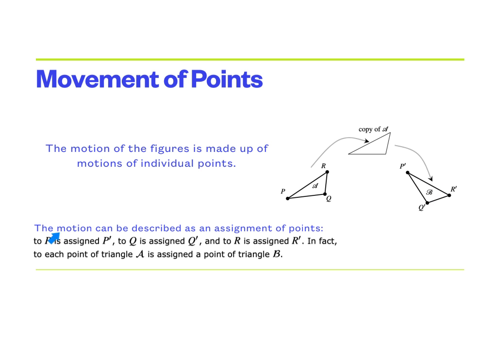The motion can be described as an assignment of points. P is assigned to P prime, and Q is assigned to Q prime, R is assigned to R prime. In fact, to each point of triangle A is assigned a point of triangle B. So every single point in this triangle is assigned somewhere.